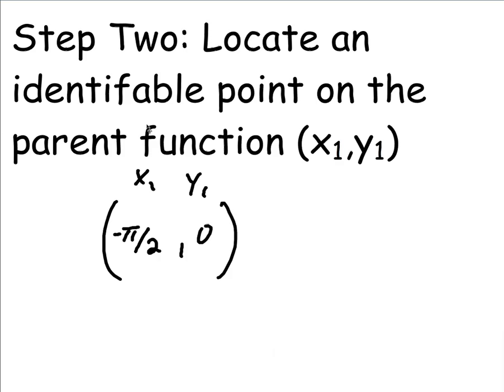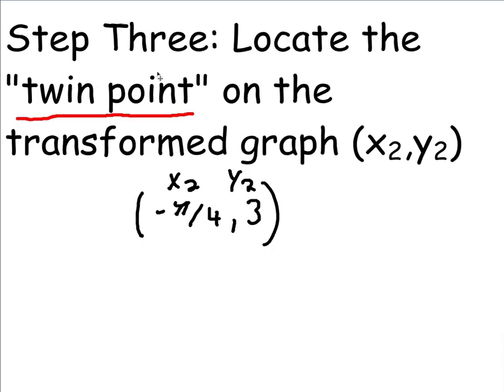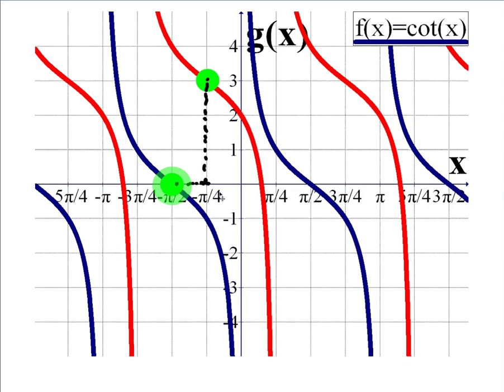So here's what we're going to do. We're going to locate an identifiable point on the parent function, and you need to pick one that's at 0, right? So this is perfect at negative pi over 2 comma 0. Step 3, you're going to pick the twin point on the transformed graph. So notice that this point as well is at the middle of the S, just like here. So that's going to be my twin point, negative pi over 4 comma 3 for my transformed function.